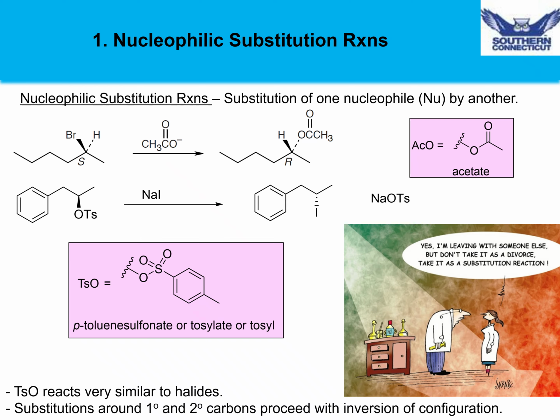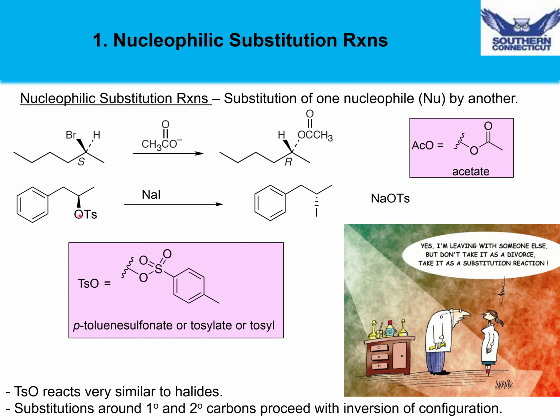Nucleophilic substitution reactions are those substitution reactions where a nucleophile replaces another. A couple examples are shown here. For example, the acetate ion will attack the carbon that has the bromine and replace it. In this example, the iodide replaces the tosylate group to produce an alkyl iodide.